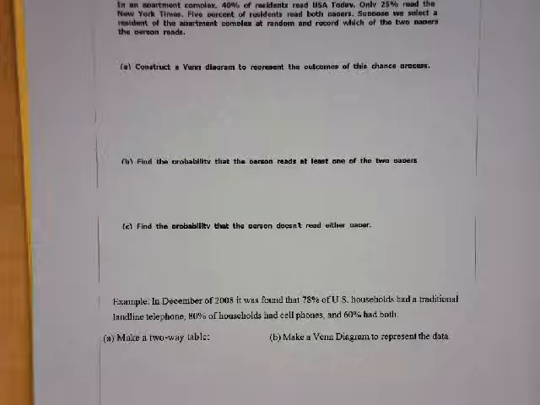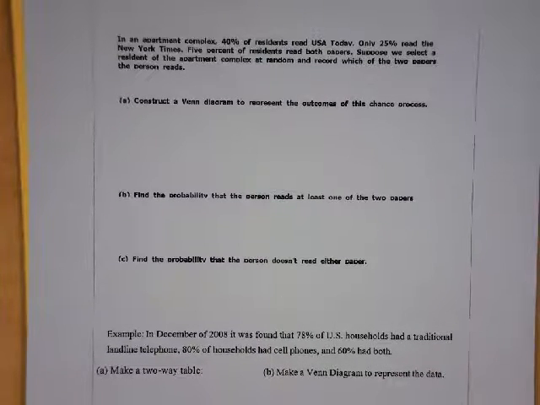Sorry, I have to sneeze. All right, so this time we're looking at an apartment complex. 40% of the residents read USA Today, 25% read the New York Times, 5% read both. We're going to pick a resident of the apartment complex at random and record which of the 2 papers the person reads. So we're going to construct a Venn diagram to represent the outcomes.